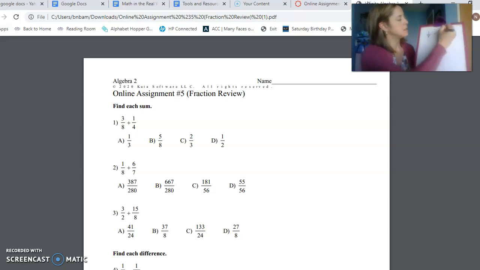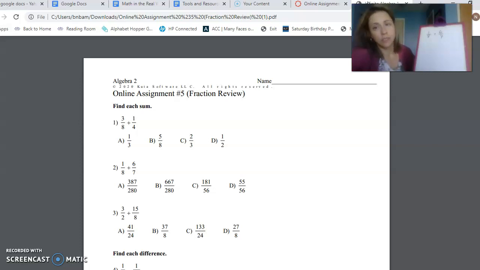plus 6 over 7. Okay, so remember, when we talk about a common denominator, we're talking about this bottom number here. The only way we can combine these is if this number is the same, and right now it's not. So we have to make it the same. This isn't always going to be the case, as I'll show you with number 3. But with this one, it's probably going to be easiest.